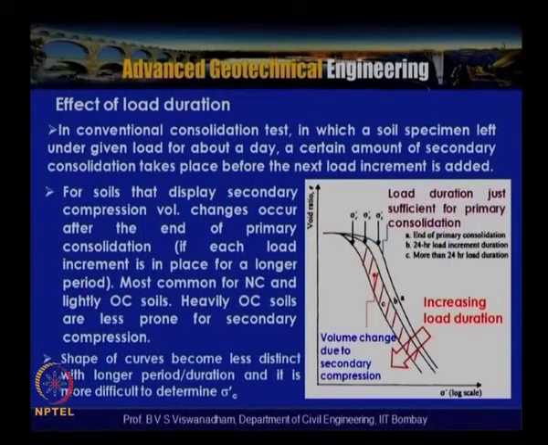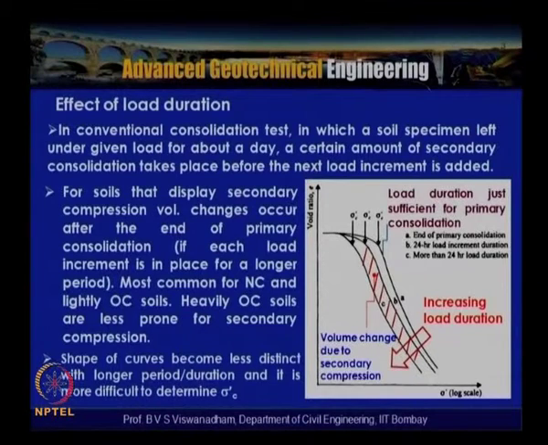Now, what will happen? Let us see the load duration. Suppose conventionally we keep 24 hours, where each load increment ratio, delta sigma by sigma dash, is equal to 1, and it is maintained for 24 hours. So, in a conventional consolidation test, a small specimen is left under a given load for about a day, and a certain amount of secondary consolidation takes place before the next load increment is added.